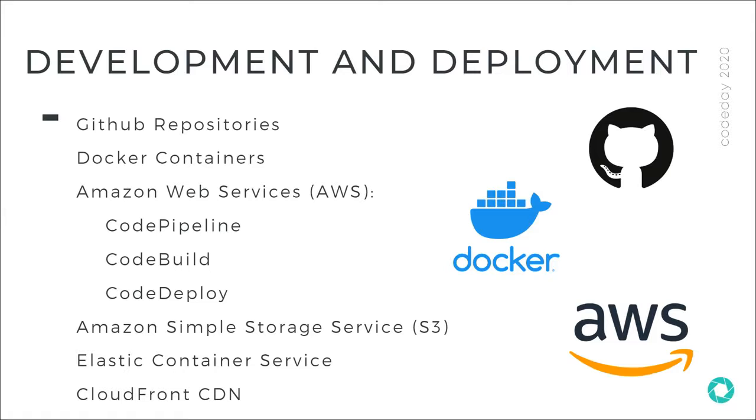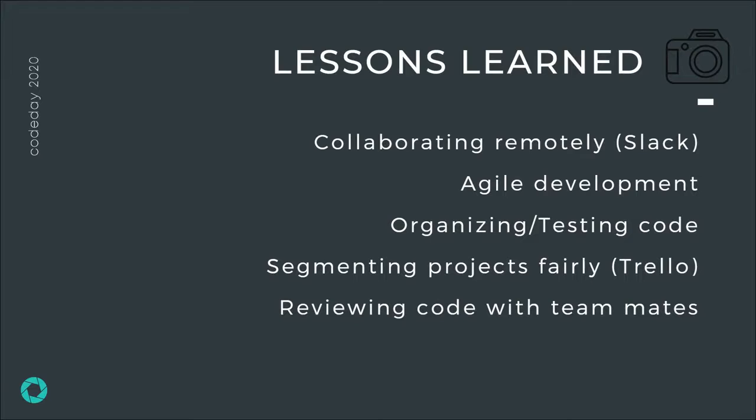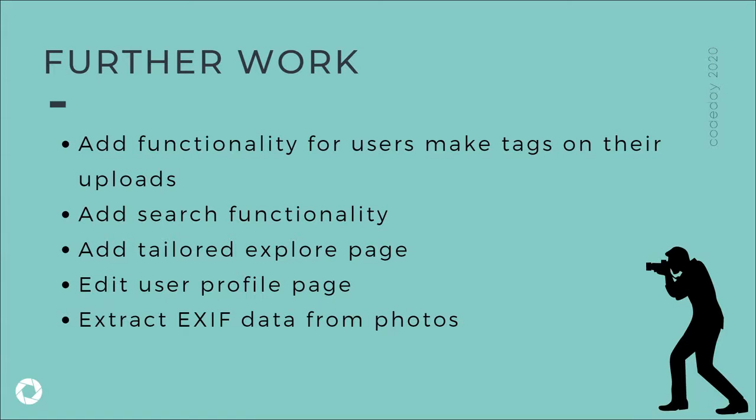Some of the lessons we learned throughout this project are collaborating remotely, so we mainly used Slack and Zoom meetings for communication. We learned agile development as well as organizing and testing code. We did some pair coding, so we learned how to review our code with teammates, and we used the Trello app for segmenting projects fairly. As we only had a month to work on the project, we didn't really have the time to include all the functionality that we wanted.